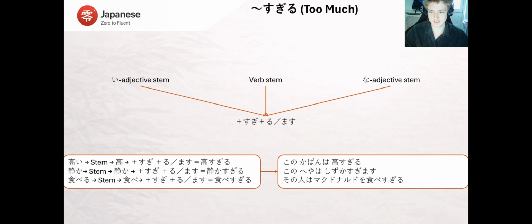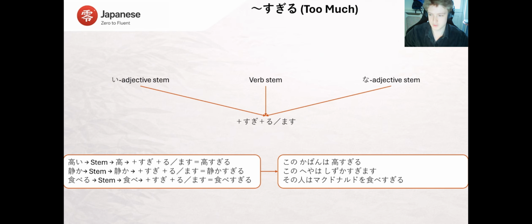Moving on to a na adjective, we have shizuka. Shizuka means quiet. The stem of shizuka is still shizuka. So here we're going to add sugi and ru slash mas behind it. So it would be shizuka sugiru or shizuka sugimasu. So here you would say この部屋は静かすぎます or この部屋は静かすぎる. This is something you could say when you're in a horror movie and the room is too quiet, because 部屋 is room. So this room is too quiet.